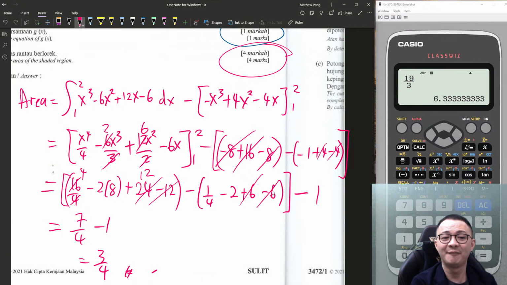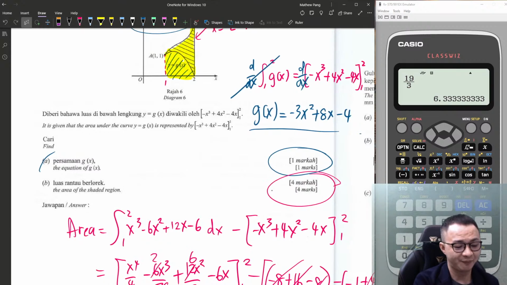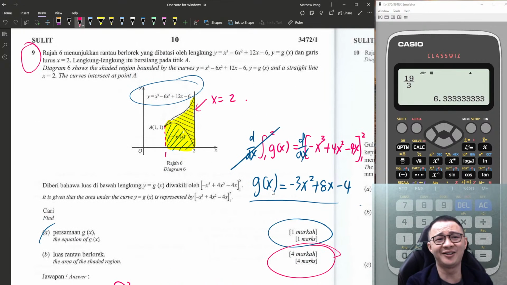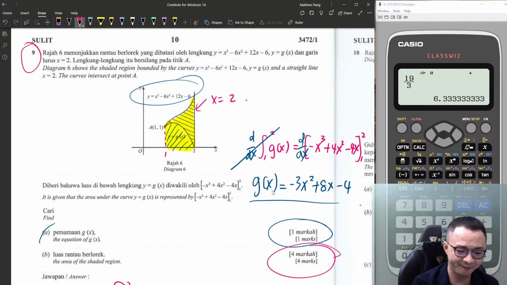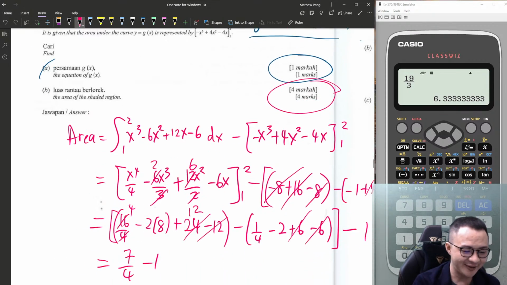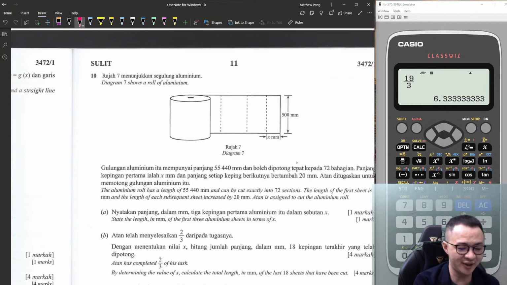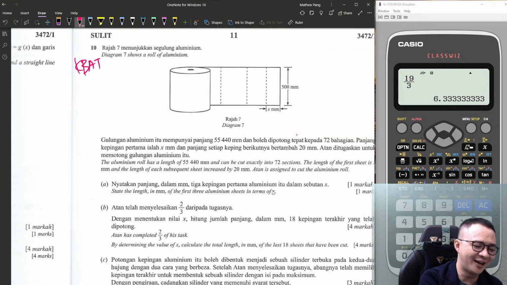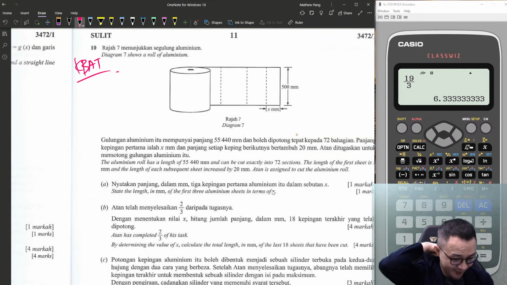4 marks. Okay, you can use a calculator, no worry. Just do it carefully. This one is considered a normal question. It's not that hard or too difficult. Anyways, this one, nothing much to say, quite easy. This is sort of K-bar. It's not extremely hard, but it's not easy either.